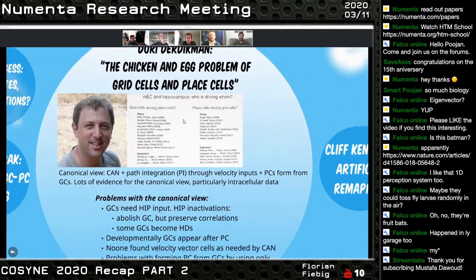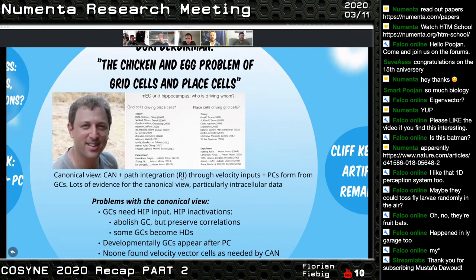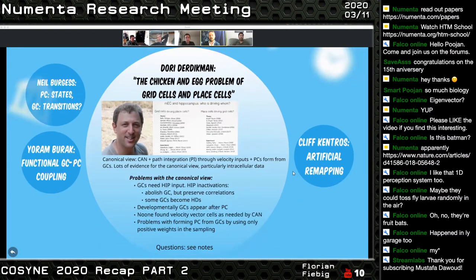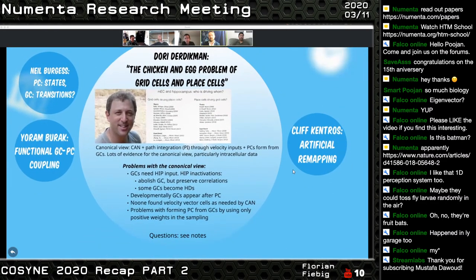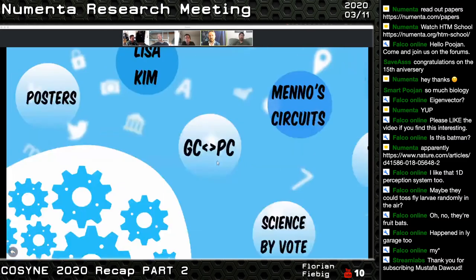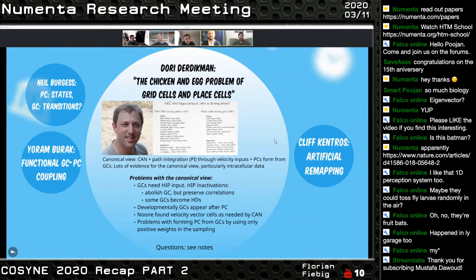The canonical view says that, well, there are a couple of things. One is the continuous attractor neural network. They do path integration through velocity inputs, and then place cells get formed from grid cells. That's what we were thinking maybe 5 years ago. And there's lots of evidence for the canonical view, as all these studies point out, particularly intracellular data, but there are problems. For example, if you silence hippocampus, the grid cells get abolished, even though some spike relationships apparently get preserved. Developmentally, apparently grid cells appear after place cells. So the environmental cues tend to be easier to learn, maybe. I have no idea.